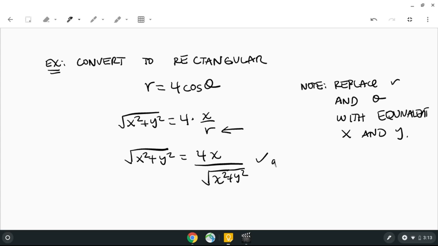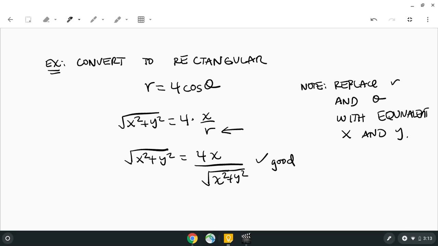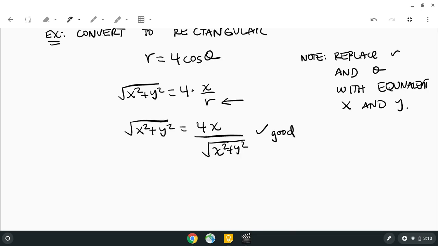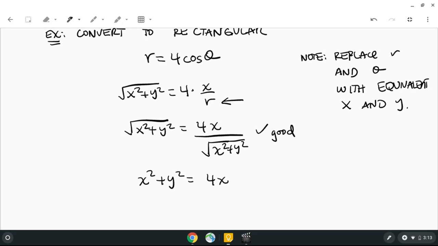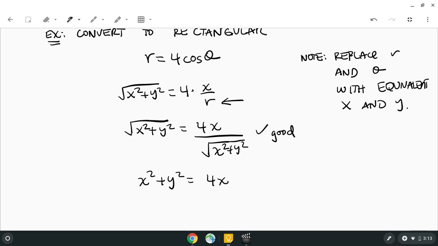If you multiply both sides by the square root of x squared plus y squared, that would be even better. It would come out a little more clean. So x squared plus y squared equals 4x. That's if you multiply both sides by the square root of x squared plus y squared. So this is actually a little bit better.